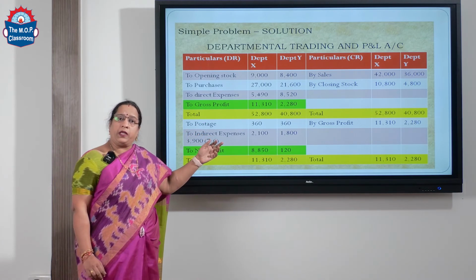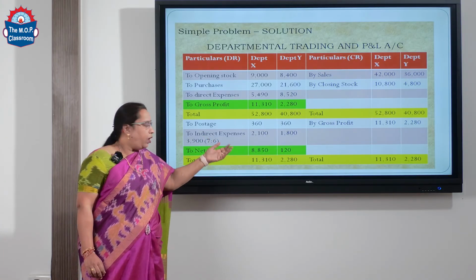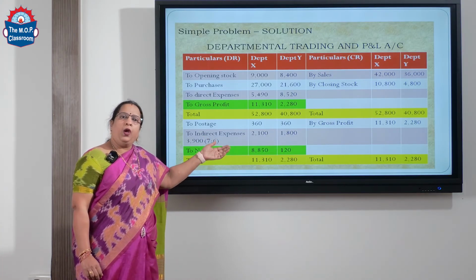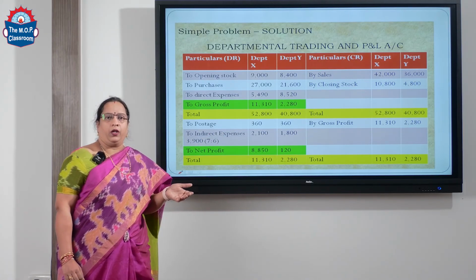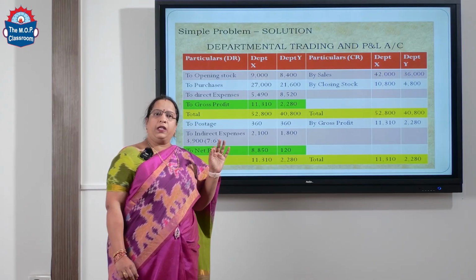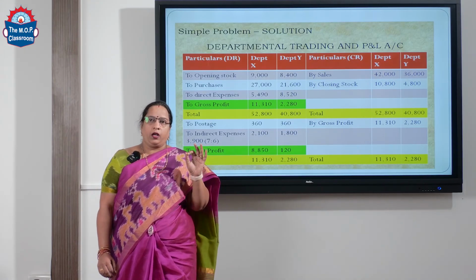If you have some expenses which cannot be allocated at all, then move on to the third step, which will be the general P&L account, then the balance sheet of that particular department. This is the simplest problem which I have brought to your attention.